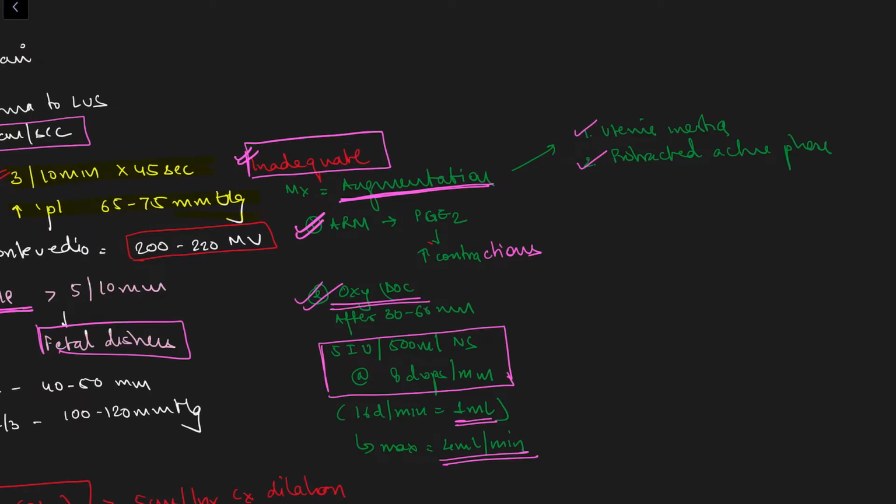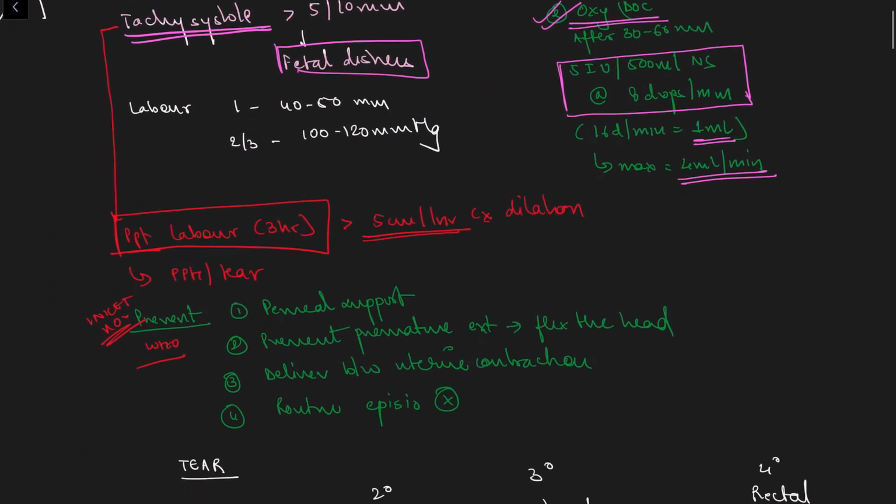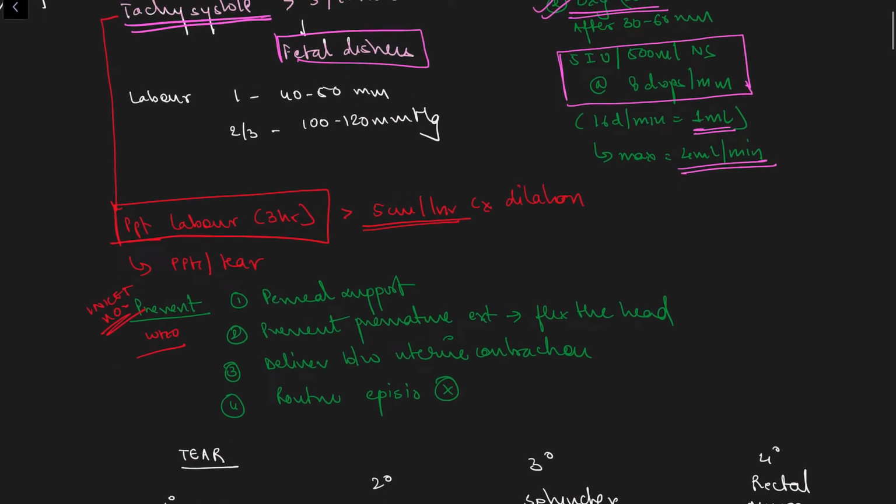What is precipitate labor? If the labor is very fast and happens within 3 hours, it is called precipitate labor, and there is more than 5 centimeters dilatation of the cervix in 1 hour. It is detrimental because it can lead to postpartum hemorrhage and perineal tears. Hence, very important, this was asked in INICET this year as well. How do we prevent it?